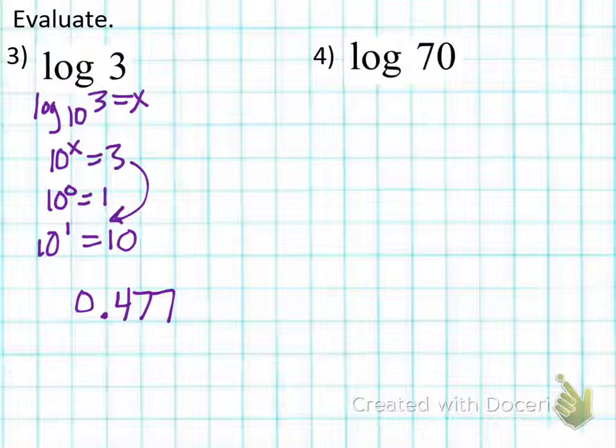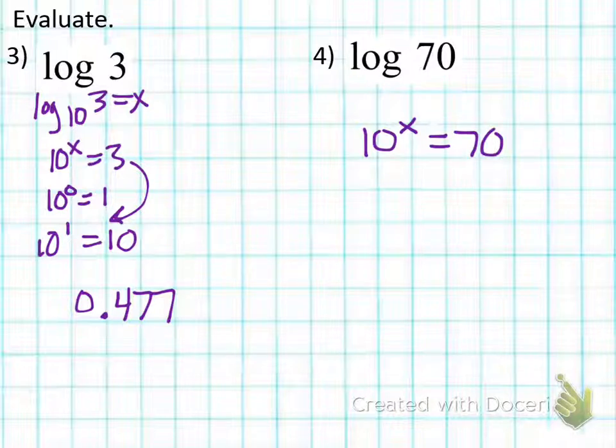Okay, same thing here. This is going to work out in the same way. So when I rearrange it, I'll get 10 to the x equals 70. I'm thinking, okay, that's going to be somewhere in between 10 to the first power and 10 squared.